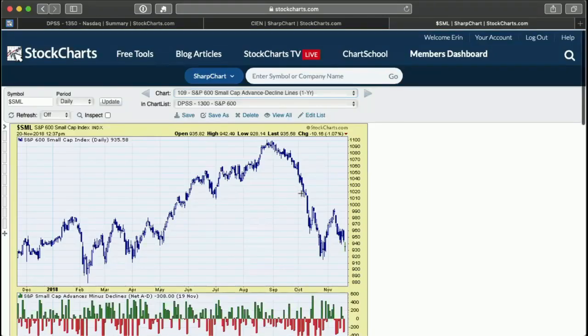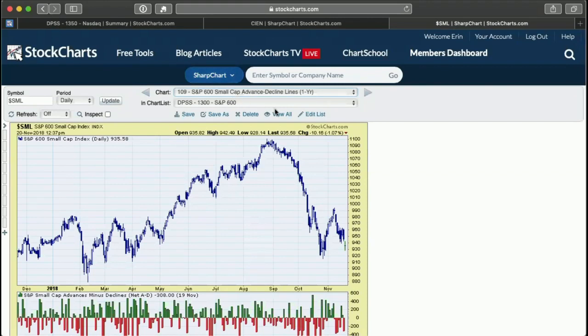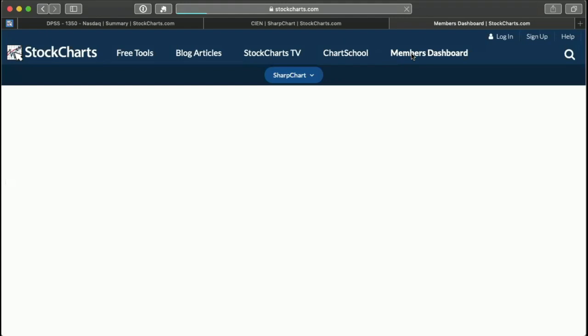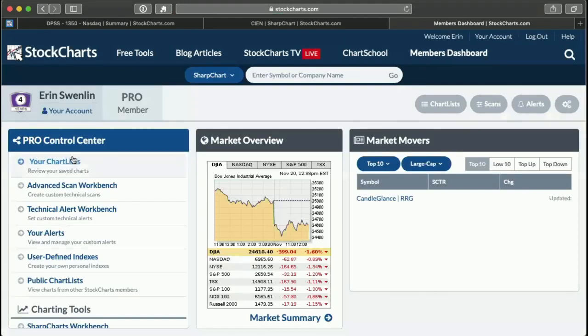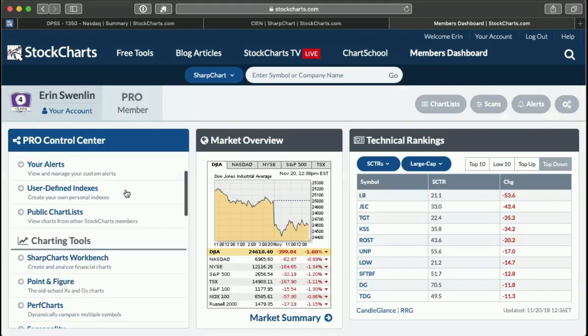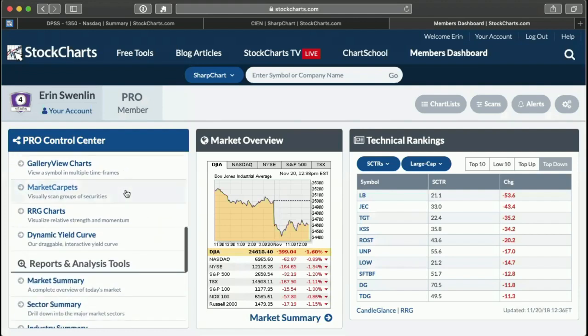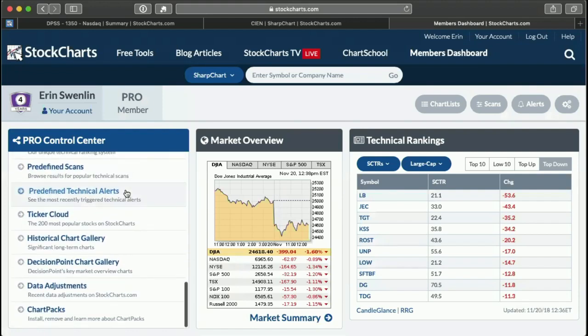All right. So now I'm going to go back and we're going to view, let's go back to our member dashboard. And just a reminder, your control center, that's where you're going to find the decision point chart gallery right here. And if you go to the blog articles and click on the decision point blog, that's where you're going to find the decision point live chart list.